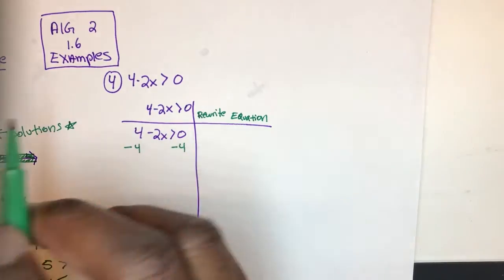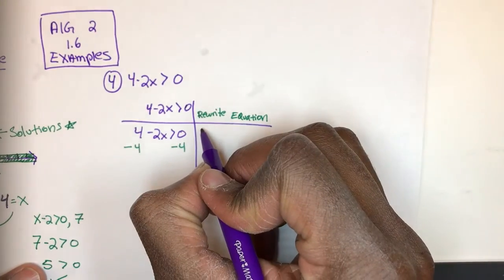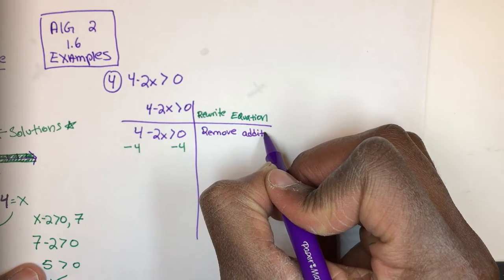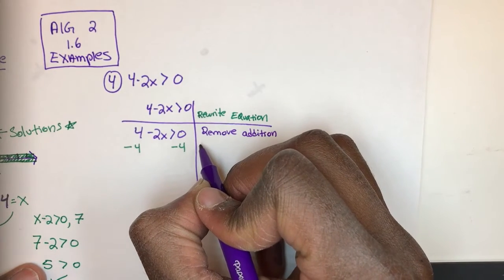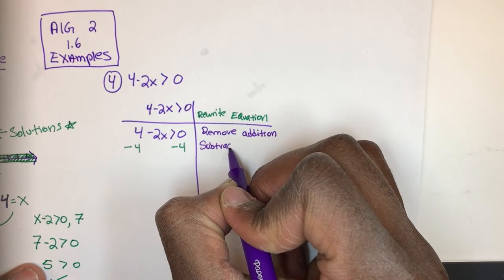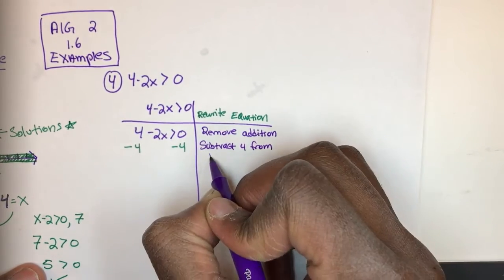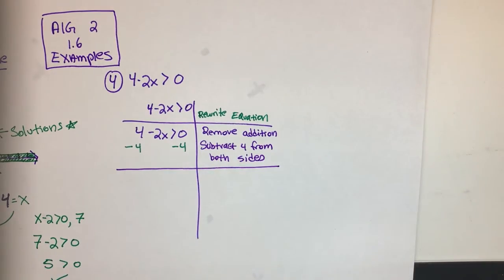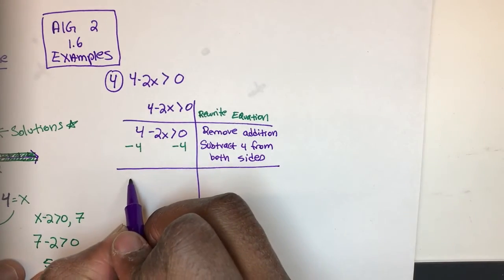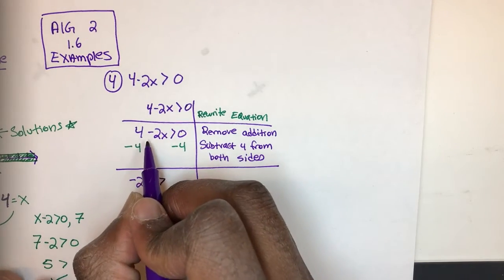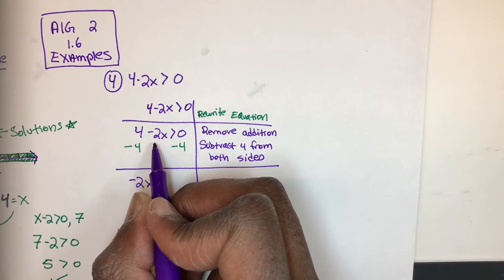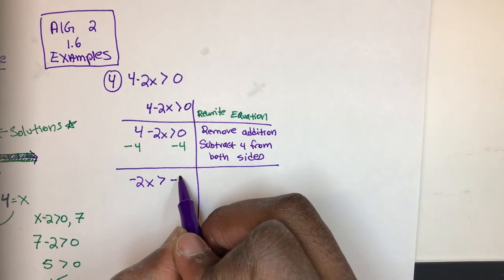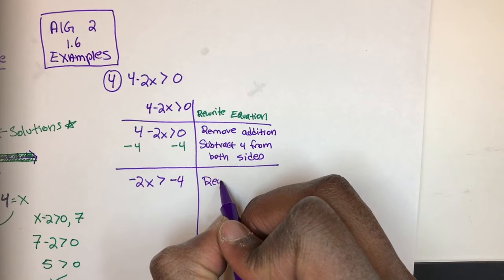I'm going to subtract 4 there. We're going to remove addition first, and then we're going to subtract 4 from both sides. And that should give you this new equation, which looks like negative 2x is less than. Remember, you only flip the sign when you've divided or multiplied. We haven't done that yet. What we've only done is subtracted. So 0 minus 4 is negative 4. I rewrite the new equation for cleanliness' sake.